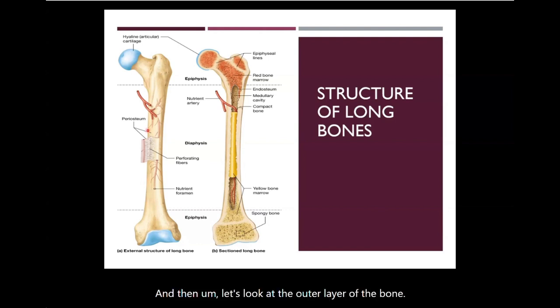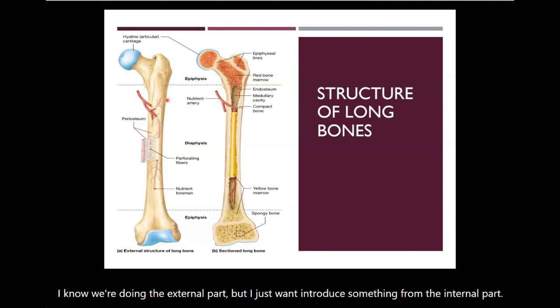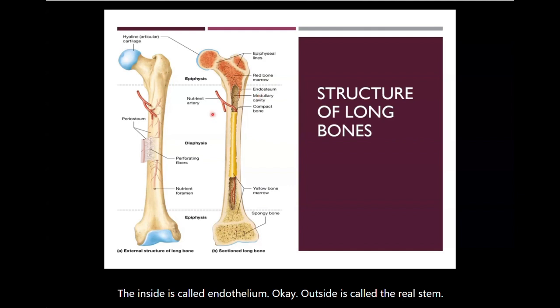And then let's look at the outer layer of the bone. What is it made up of? The outer layer of the bone? Periosteum. Periosteum is the outside layer, the outside sheet of the bone. I know we're doing the external part, but I just want to introduce something from the internal part. The inside is called endosteum, okay? Outside is called periosteum, inside layer is called the endosteum.